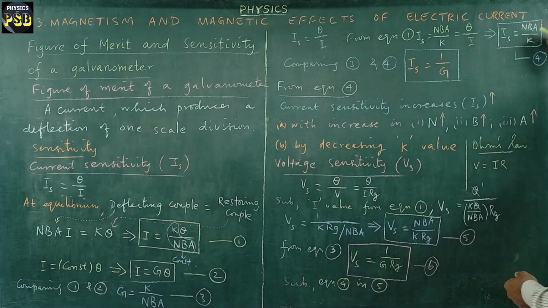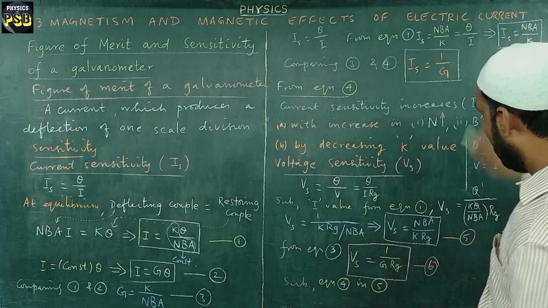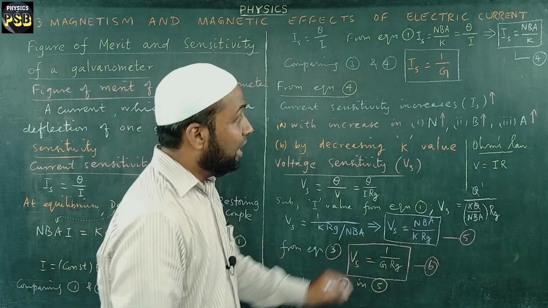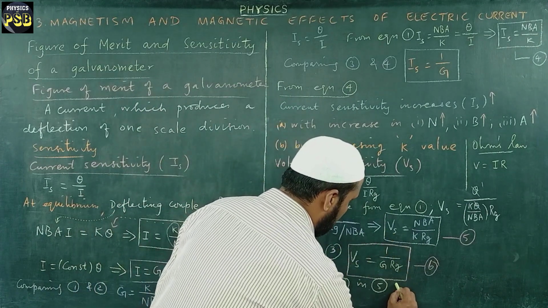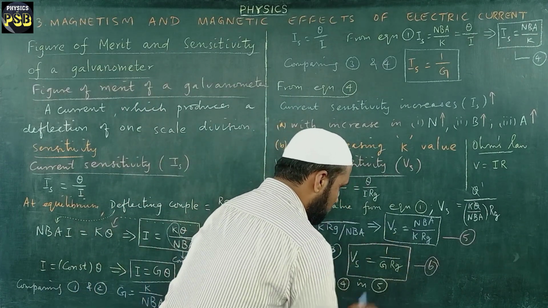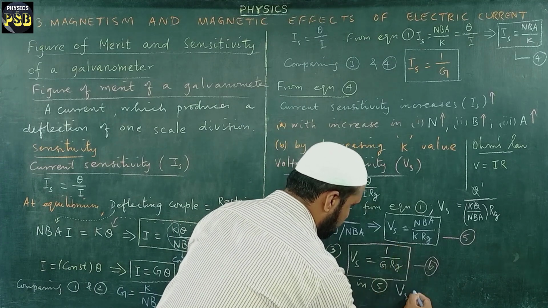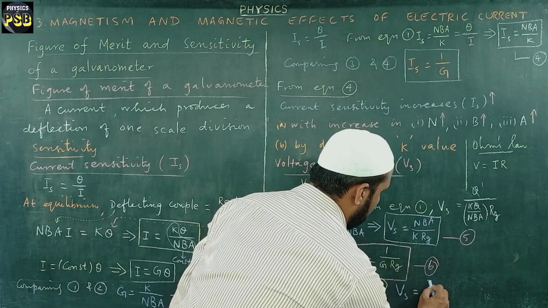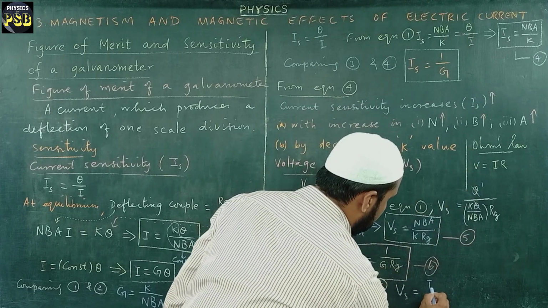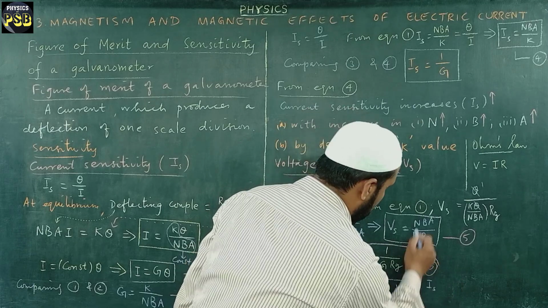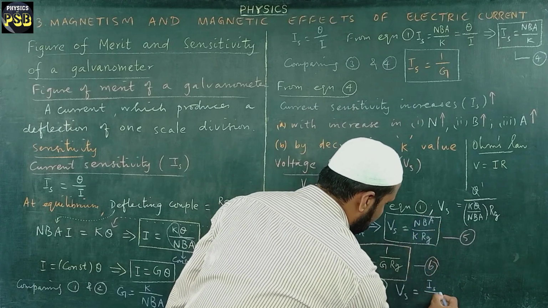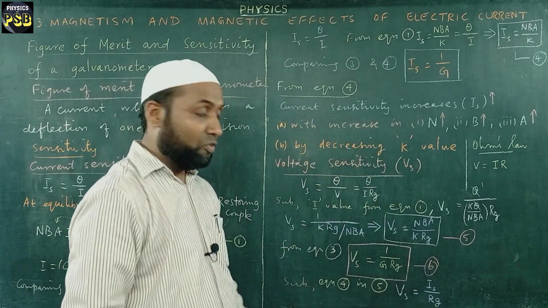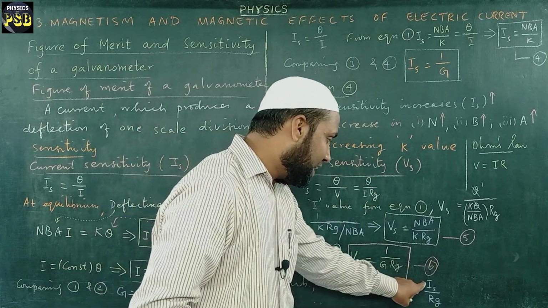Then I have NBA upon K, which is equal to IS. So here I have NBA upon K; in the place of that, I write IS. So here Vs is equal to NBA upon K, which is nothing but IS from equation number 4, and in the place of this I write IS divided by Rg. This is the relation between voltage sensitivity and current sensitivity.